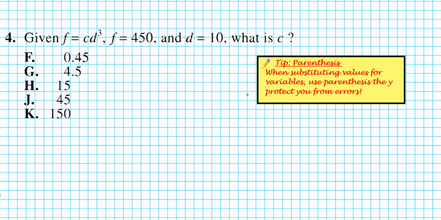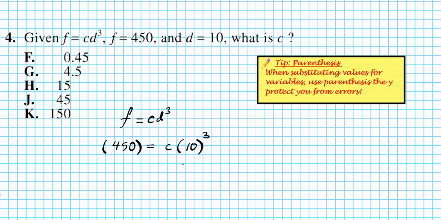Let me illustrate what I'm saying in the context of this problem. We have the equation f equals cd to the third. We're given the values of f and d. Observe what I'm going to do here. I'll replace f with the parentheses and substitute the value here. 450 equals, c is what we're looking for, we'll leave it alone, and then d is (10) in parentheses raised to the third power. Okay, so this is a good practice to cultivate, especially when you're working with much more complicated substitution processes. Okay, so the goal now is to get c isolated.